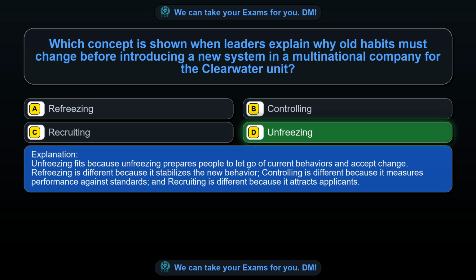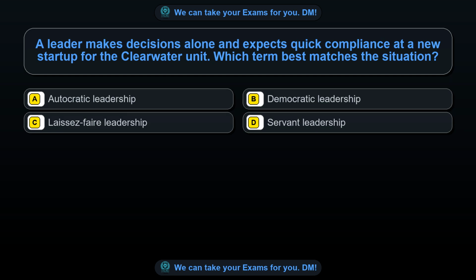Refreezing is different because it stabilizes the new behavior. Controlling is different because it measures performance against standards, and recruiting is different because it attracts applicants. Question 57. A leader makes decisions alone and expects quick compliance at a new startup for the Clearwater unit. Which term best matches the situation?